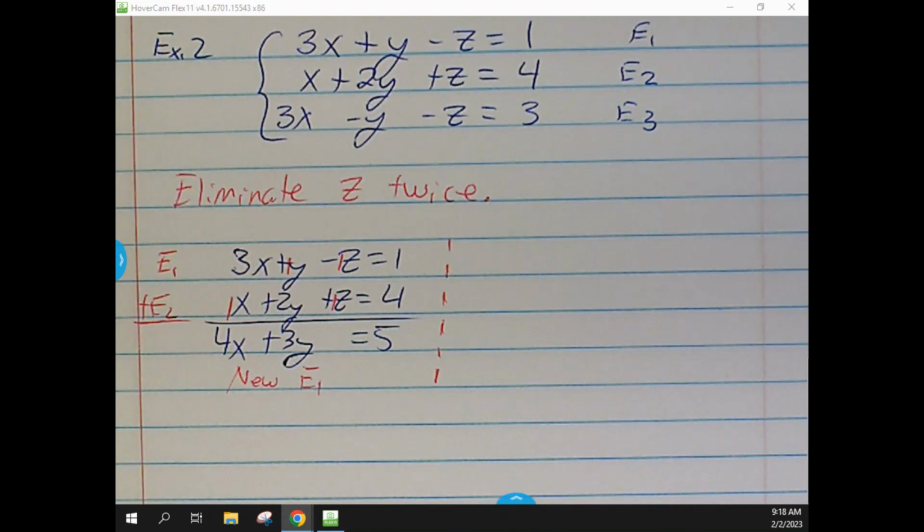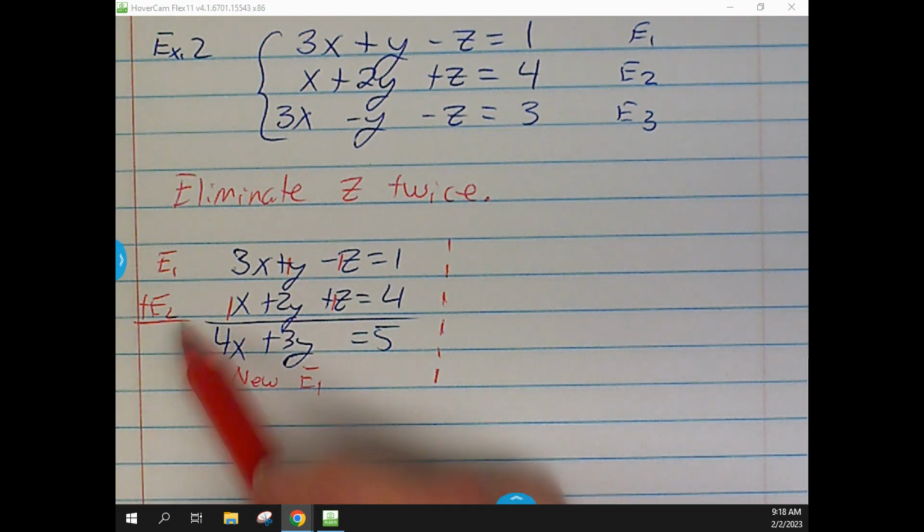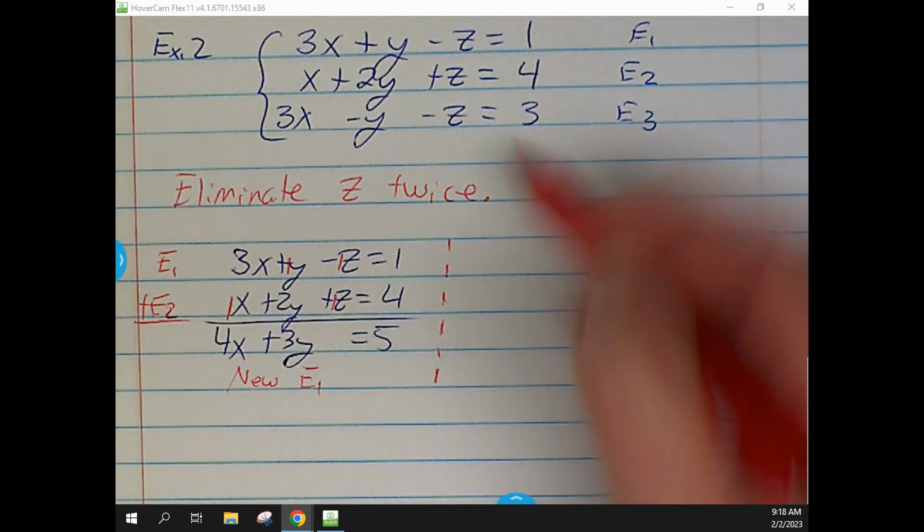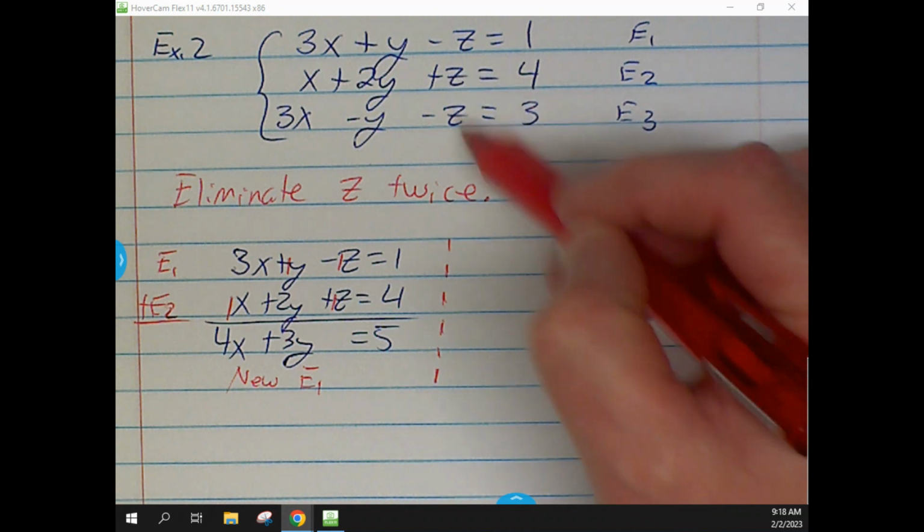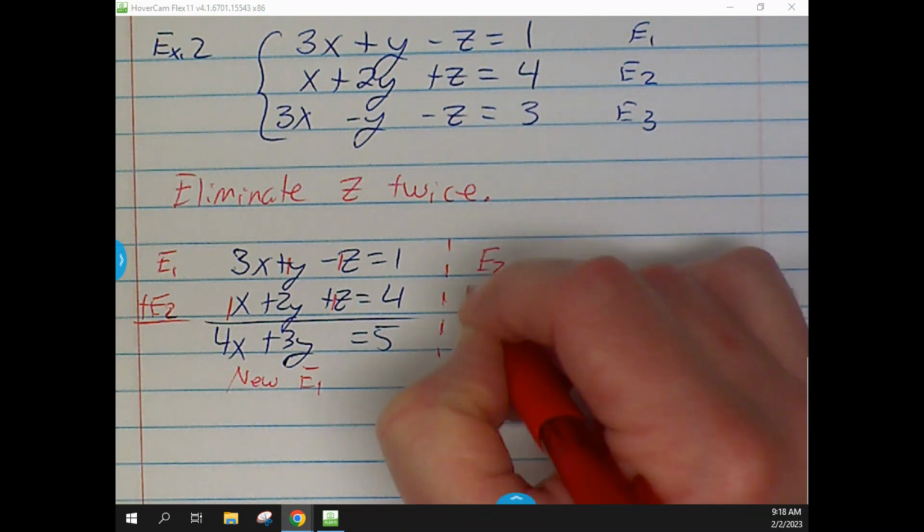Okay, so we eliminated z the first time. We're going to do it again. And again, to me, you can do it a couple of different ways. You just cannot use 1 and 2 together again. You can use 1 and 3. You can use 2 and 3. So for this one, it's positive, negative. So I'm going to go equation 2 and equation 3.